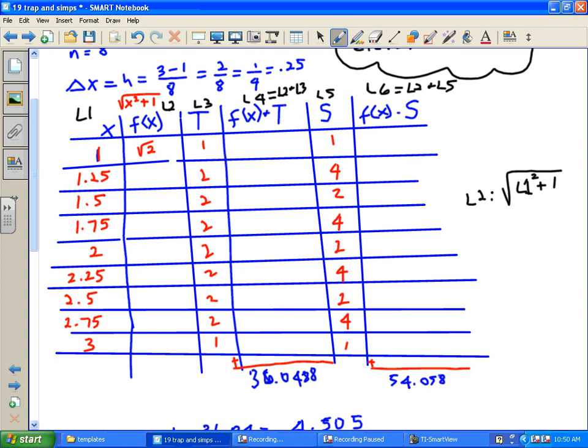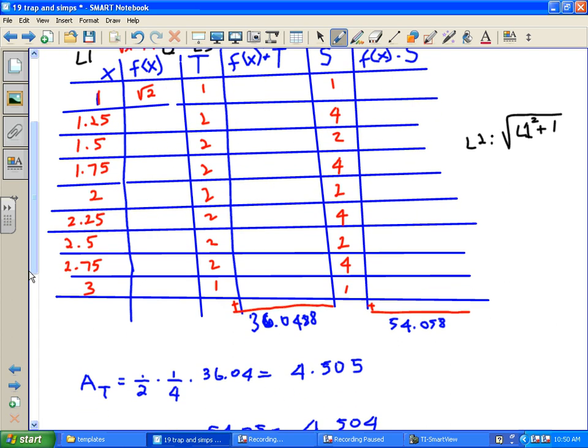Okay, to finish the question, what will the answer be with the trapezoid method? Take this sum and multiply it by what? 1/2 times delta x. What is delta x in this case? 1/4. So we're going to take this sum for the trapezoid method and multiply it with 1/2 times delta x. And delta x is 1/4.